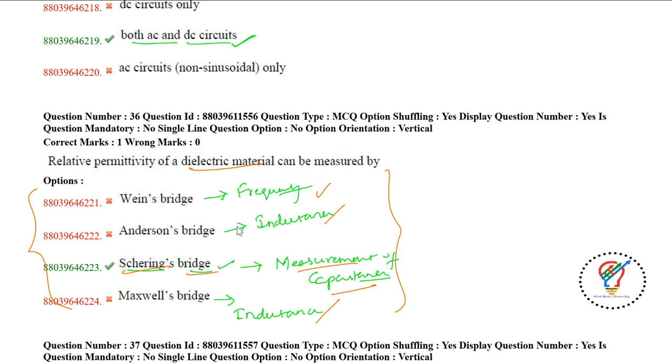So that's it for this session. In the upcoming sessions we will discuss the control systems subject for this TS-PGECET.